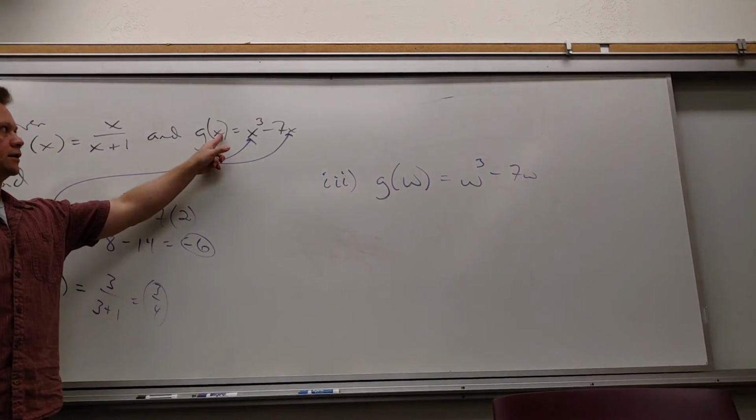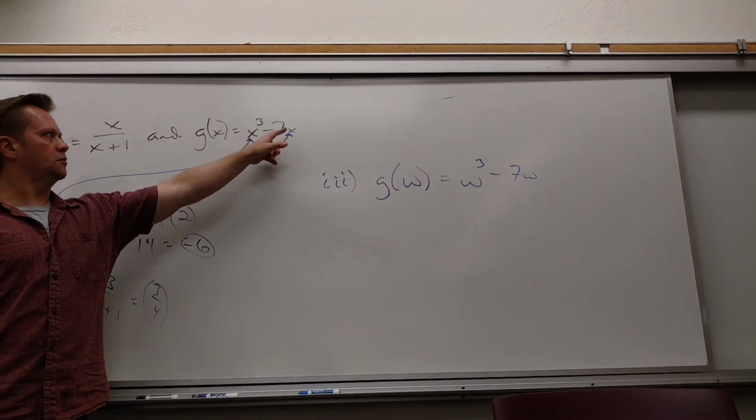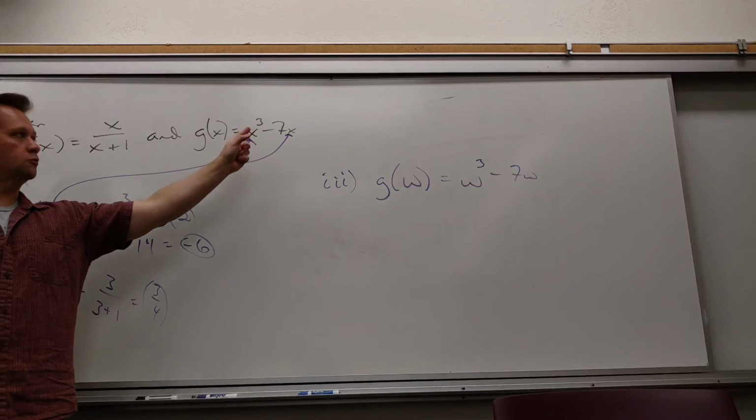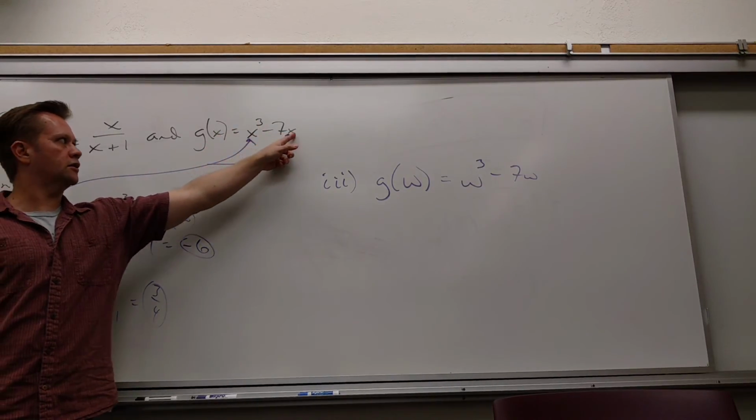What does this say to do to x? Cube it, and then multiply it by 7 and subtract, right? It says, what do I do with x? I put the x there and there. So what do I do with w? The same thing.